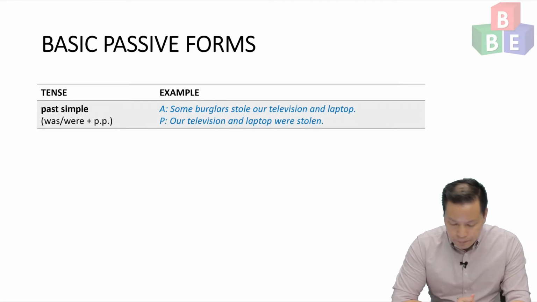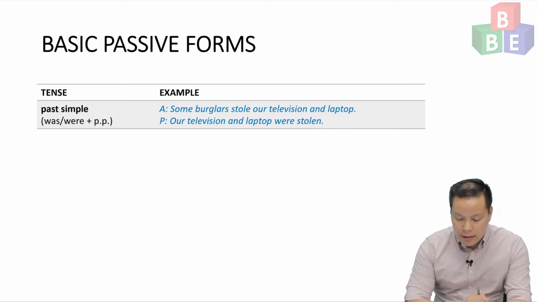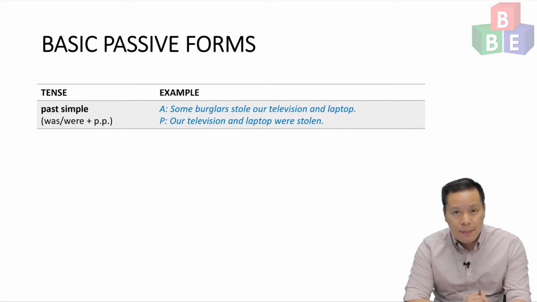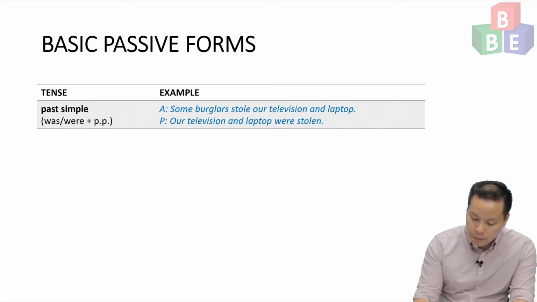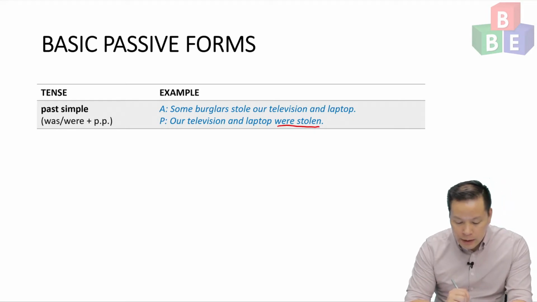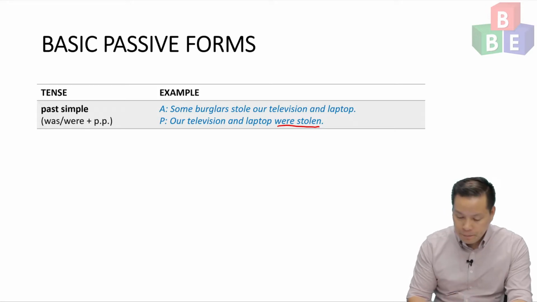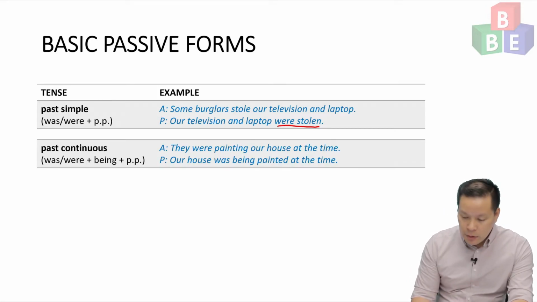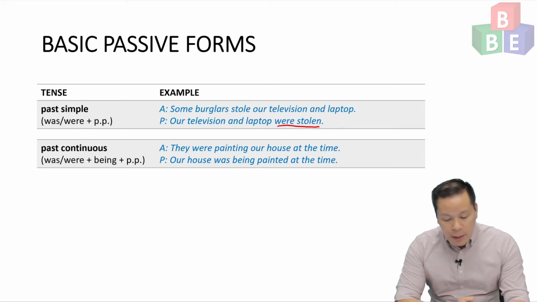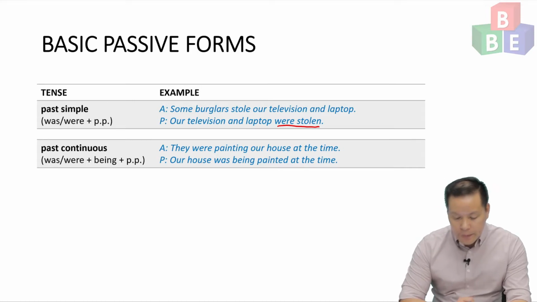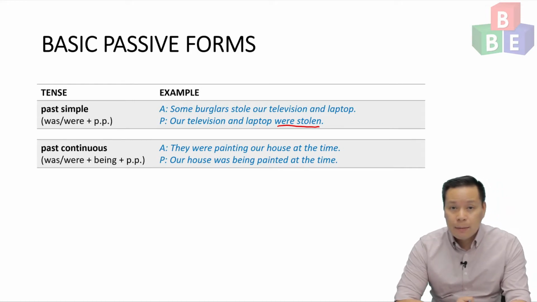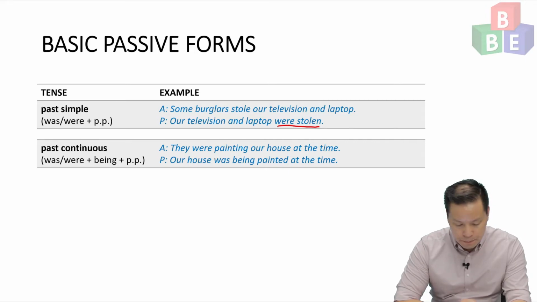Next, we have past simple. In the active, some burglars stole our television and laptop. In the passive, our television and laptop were stolen. The form here is was or were plus past participle. In the past continuous, they were painting our house at the time. In the passive, our house was being painted at the time.